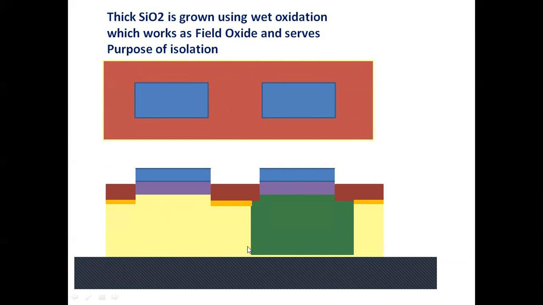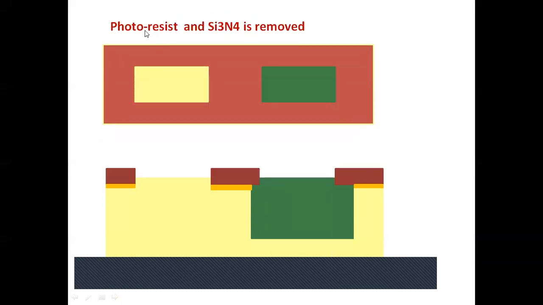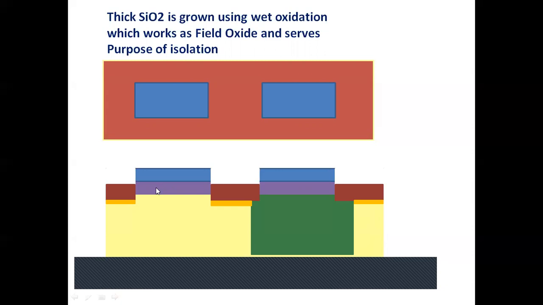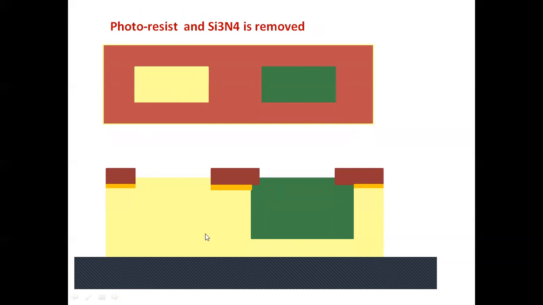Now this is the substrate you can see. In that substrate there is an N well. These are the P plus implants, which you can see are used for the isolation. This is silicon nitride and this is photoresist. Now in the next step, photoresist and silicon nitride are removed. What you see here is one substrate: active area for the NMOS transistor, and here you can see the PMOS transistor. Here your PMOS transistor will come.